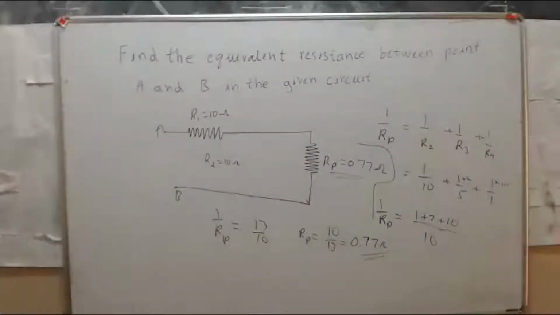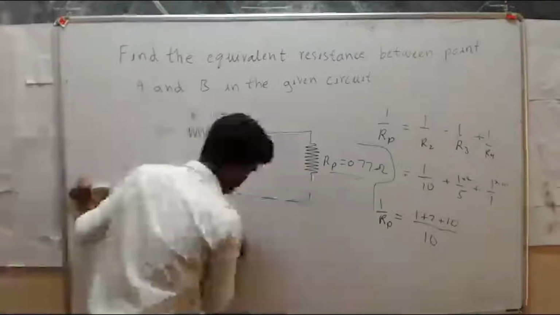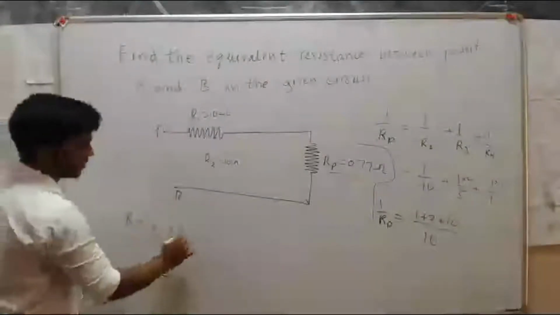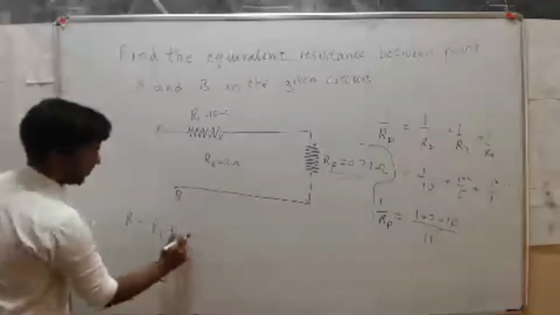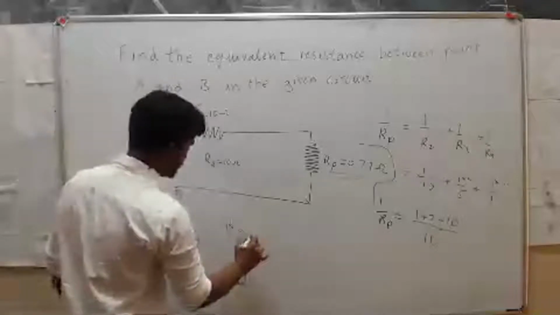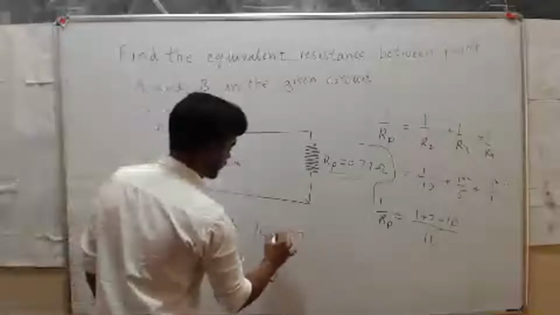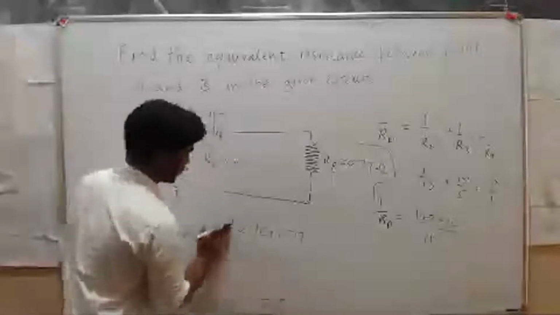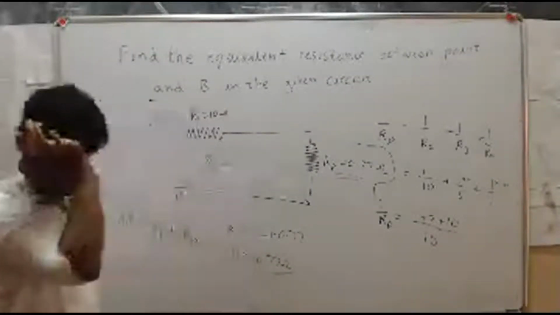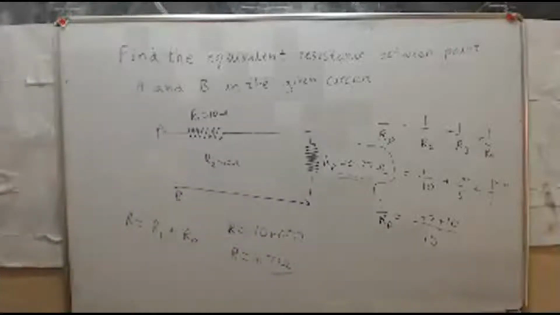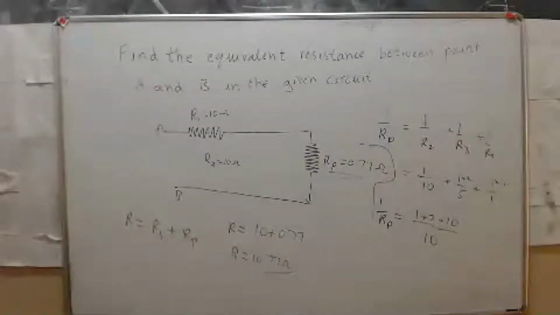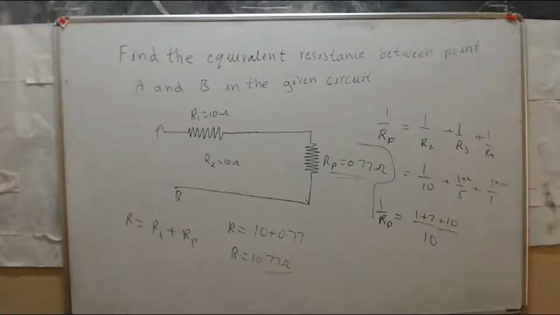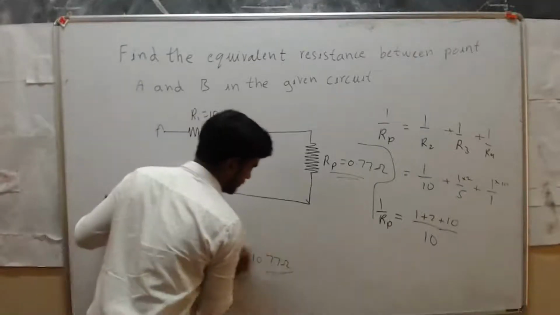So calculate the equivalent resistance. To calculate equivalent resistance, we know the formula, that is R is equal to R1 plus Rp. That is R is equal to R1 which is 10 plus 0.77. So totally R is equal to 10.77 ohm. Finally we get the total resistance of the circuit, that is equal to 10.77 ohm. Next one.